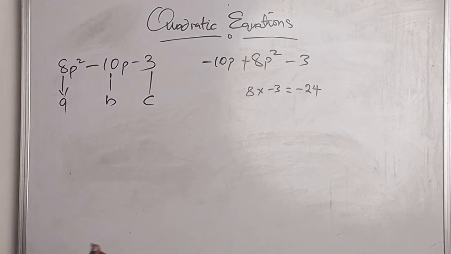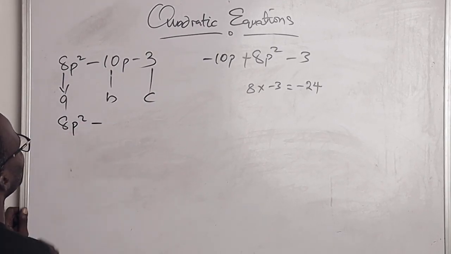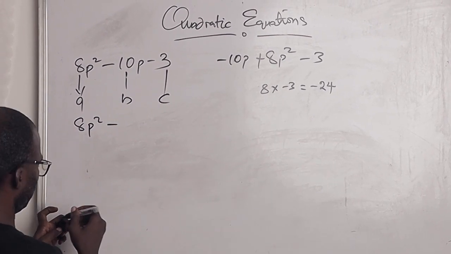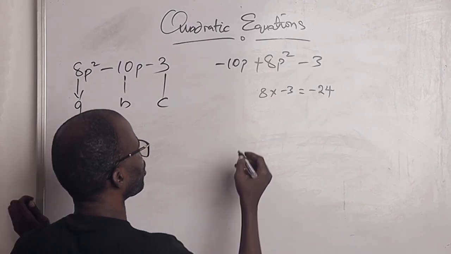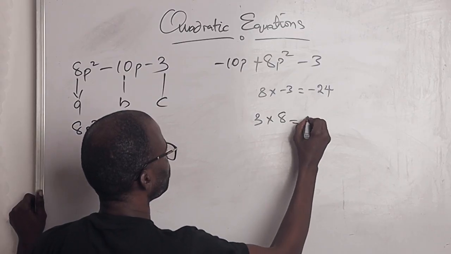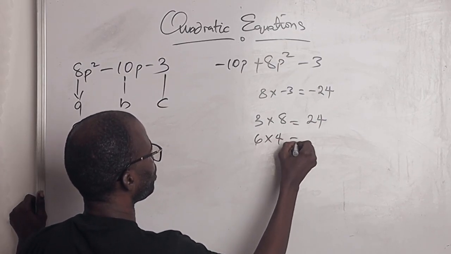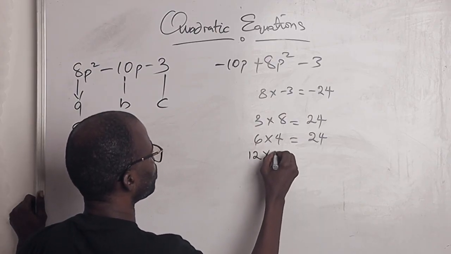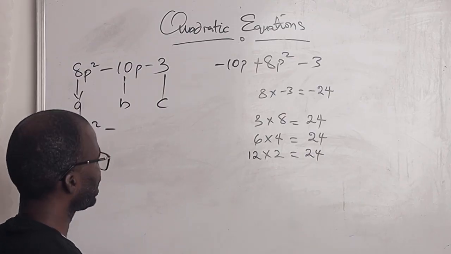So in that case, you now come and say 8p squared minus, what are the factors of minus 24? The factors of 24, 3 times 8 will give you 24, isn't it? 6 times 4 will give you 24. Then 12 times 2 will give you 24. Well, let's take it up.